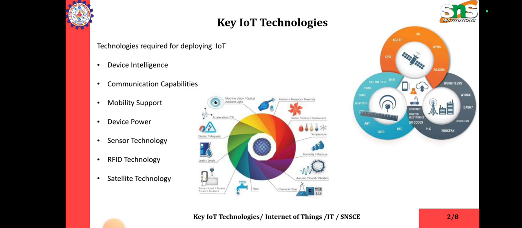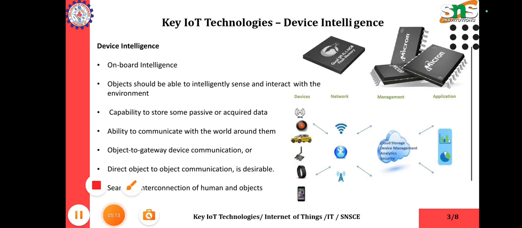Finally, let me conclude that the IoT technologies we have seen are device intelligence, communication capability, mobility support, device power, sensor technologies, then RFID technologies and satellite technology. All these are used. We can discuss sensor technology, RFID technology, and satellite technology in detail in my next lecture.